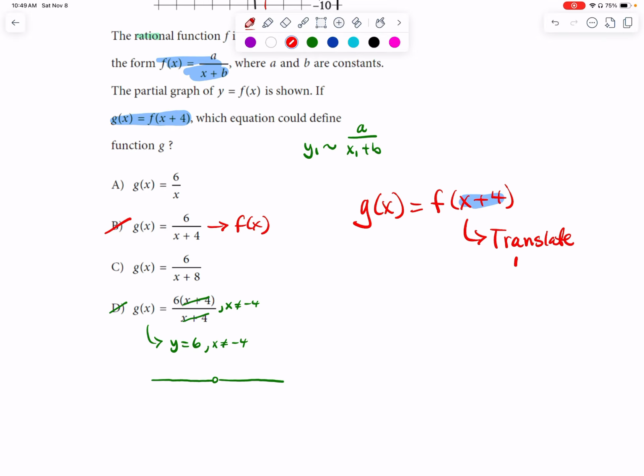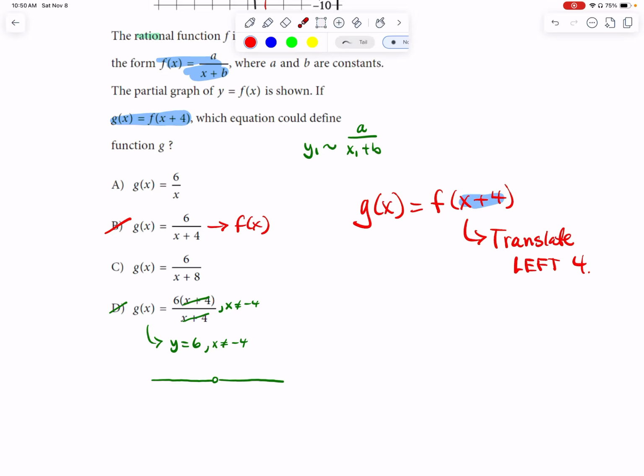Translate left 4. And we'll see why that is in just a second here. I can actually do this on Desmos by plugging in some of these answer choices. So we know that it's either this one here at A or it's this one here at C.